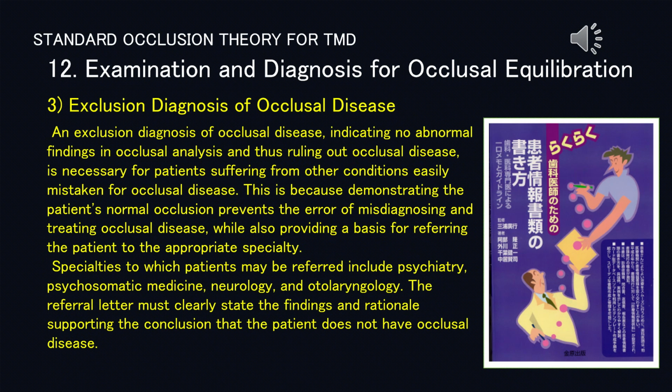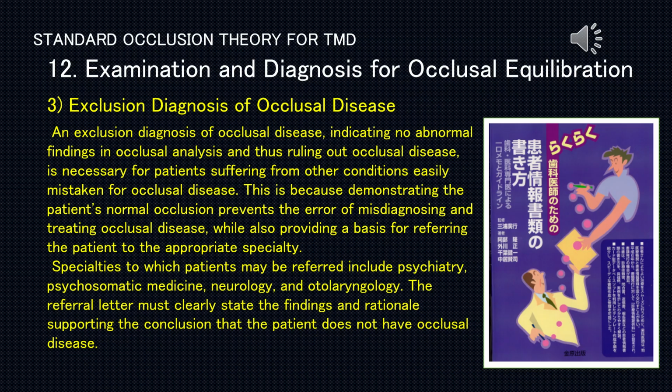3. Exclusion diagnosis of occlusal disease. An exclusion diagnosis of occlusal disease, indicating no abnormal findings in occlusal analysis and thus ruling out occlusal disease, is necessary for patients suffering from other conditions easily mistaken for occlusal disease. This is because demonstrating the patient's normal occlusion prevents the error of misdiagnosing and treating occlusal disease, while also providing a basis for referring the patient to the appropriate specialty.